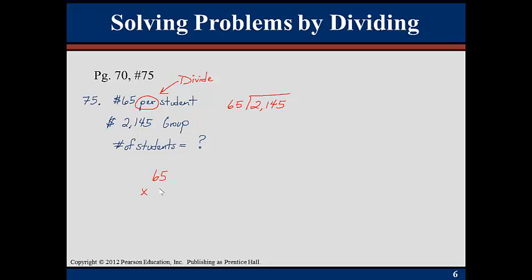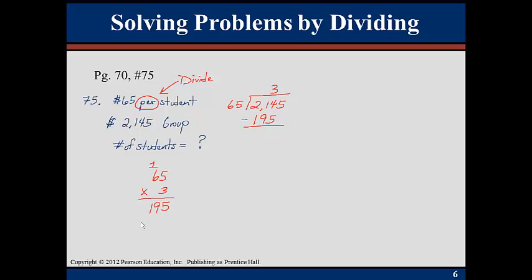So let's start with 65 times 3. 5 times 3 is 15. Carry the 1. 6 times 3 is 18, plus 1, which is 19. So 65 goes into 214 3 times.